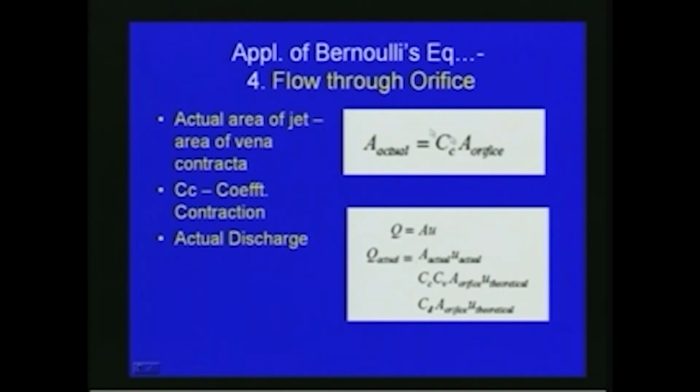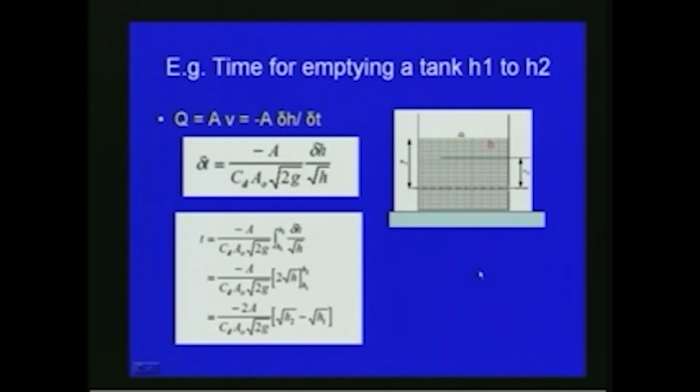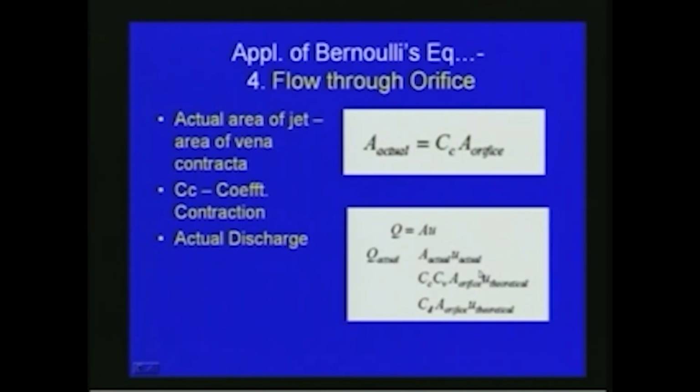So we are now using three coefficients. One is the coefficient of contraction to find the actual area, and the second is the coefficient of velocity to find the actual velocity, and then the actual discharge. Finally we get CD is equal to Cc into Cv. That means the coefficient of discharge is equal to the coefficient of contraction multiplied by the coefficient of velocity. So that is CD, and finally we get the actual discharge. So this is another application of Bernoulli's equation.